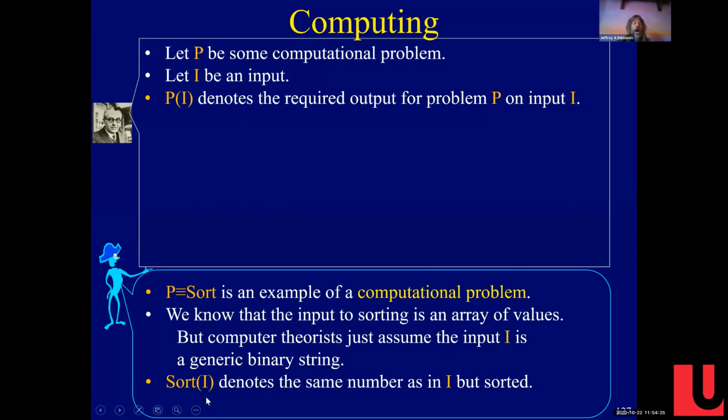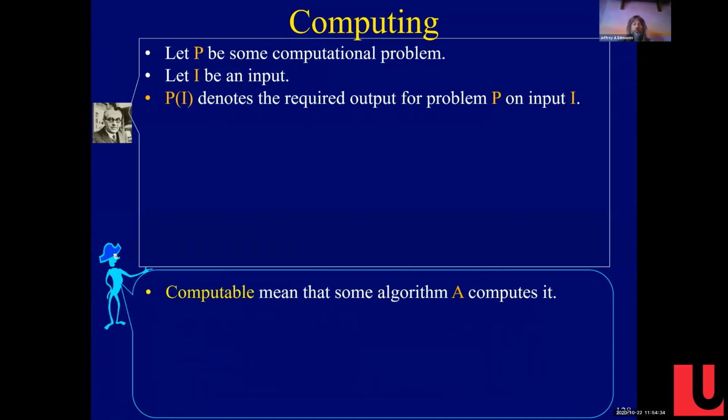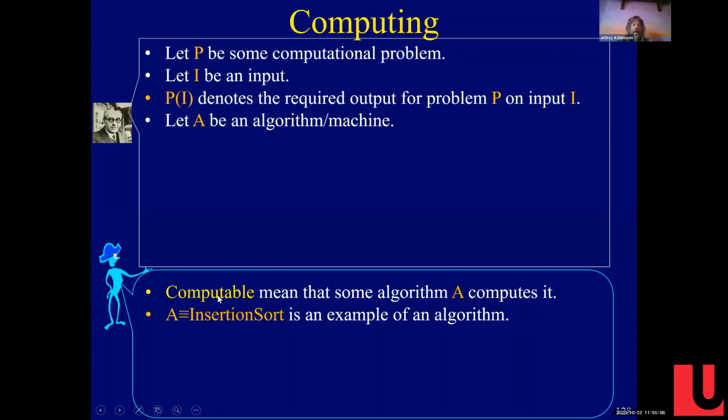So here, sort I, what does that represent? Sorting is the computational problem. You give me a list of numbers. Sort I is those same numbers sorted, right? It's the required output. What does it mean for a problem to be computable? One of the things that Hilbert asked, and then Turing will answer, is are all computational problems computable? And Turing will say no, some of them are not computable, right? So we have to know what it means to be computable. And what it means is that some algorithm will compute it, right? And what is an algorithm? Algorithm, a machine, is the same sort of deal, right?